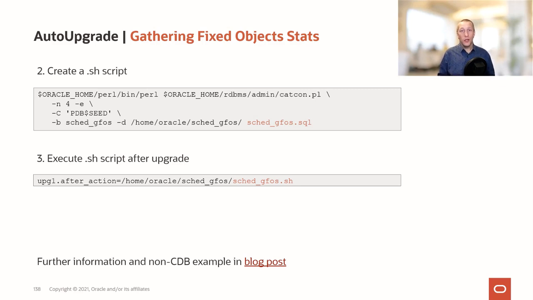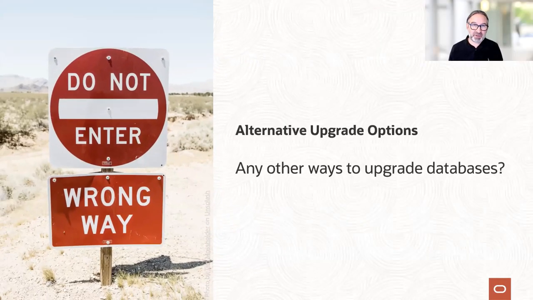So we talked a lot about AutoUpgrade today. I did some more talking just now about AutoUpgrade. But Mike, will you take us through some alternative upgrade options? Are there any upgrade alternatives? Any?